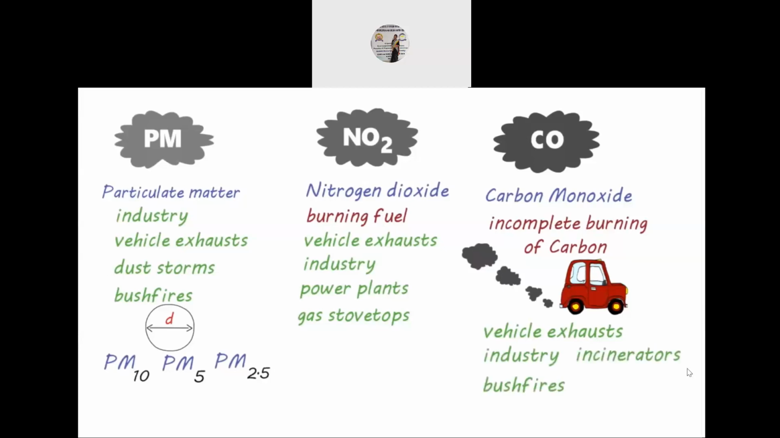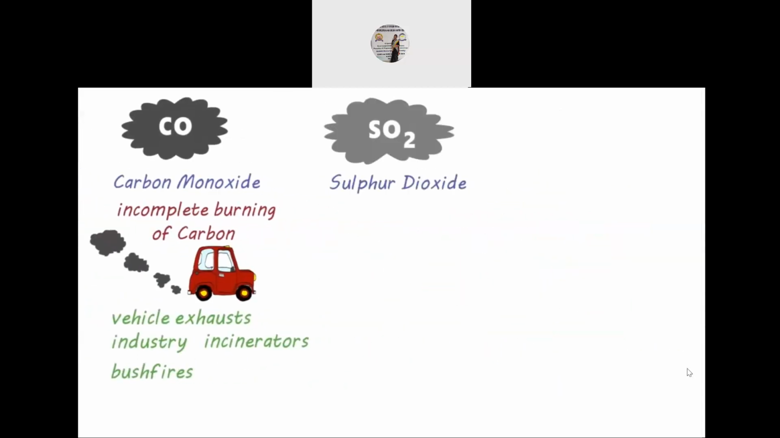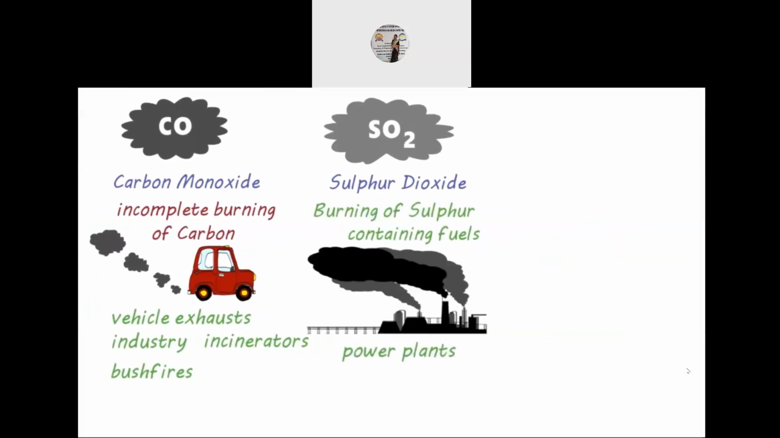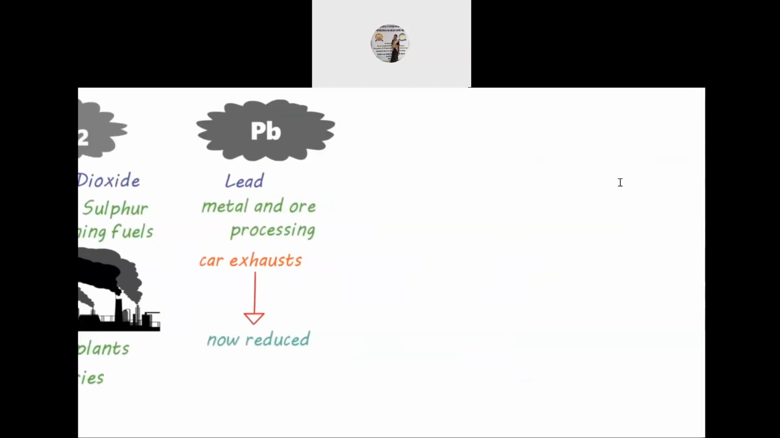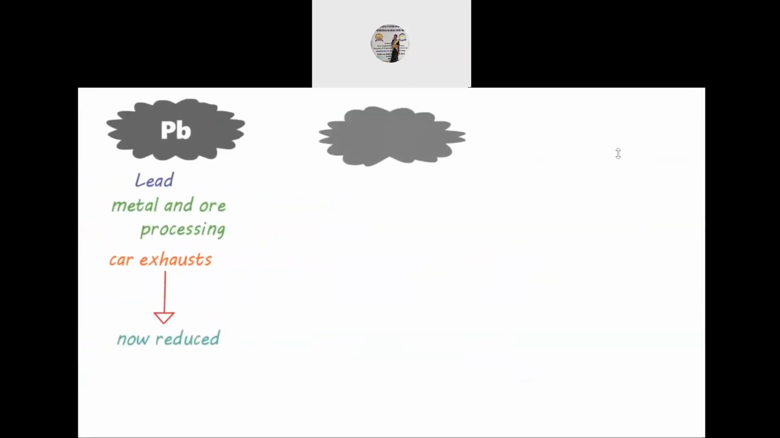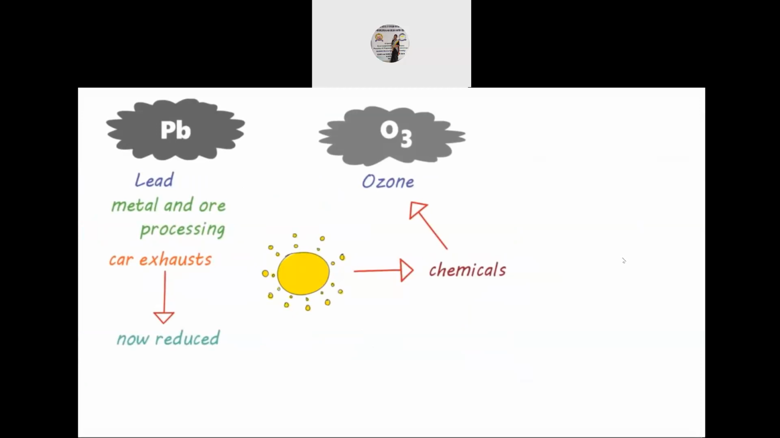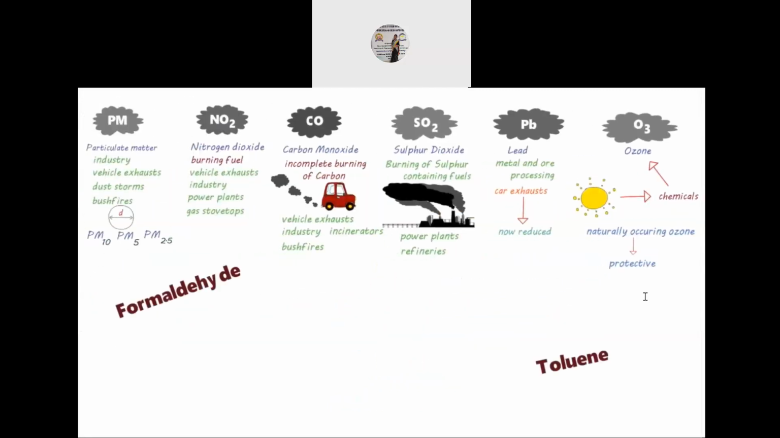Sulfur dioxide is a gas that can be produced when sulfur-containing fuels are burnt during industrial processes like in power plants and refineries. Lead is produced mostly as a result of metal and ore processing. Motor vehicle exhaust used to be a major source of lead pollution. However, regulatory efforts to reduce lead in fuel have led to a massive reduction in lead emissions. Ozone is a gas that is not emitted directly to the air, but is formed as a result of sunlight acting on other chemicals in the air. Ground-level ozone is a pollutant, whereas ozone that occurs naturally in the upper atmosphere has a protective function. There are hundreds of other air pollutants that can lead to adverse health effects.